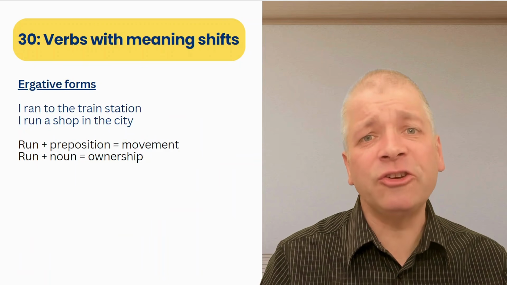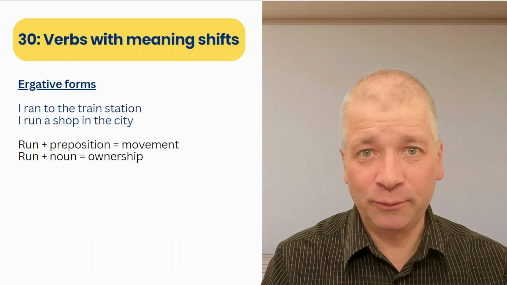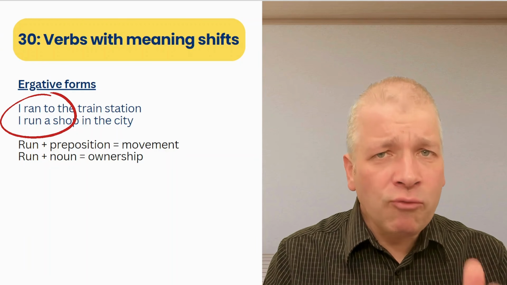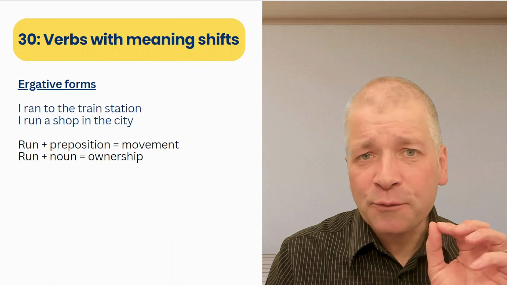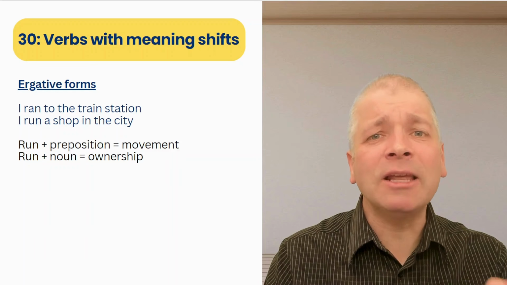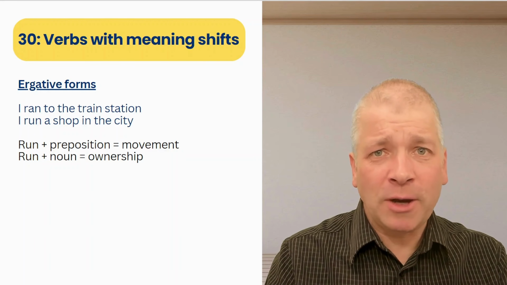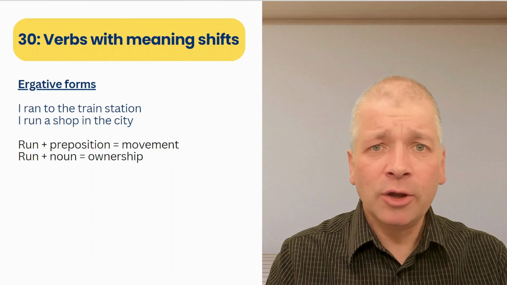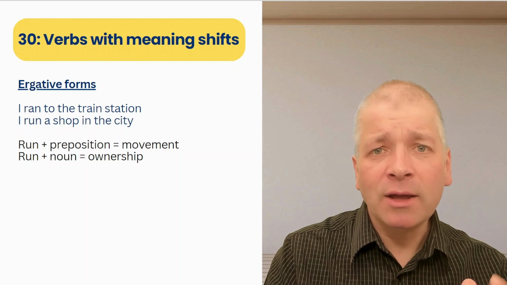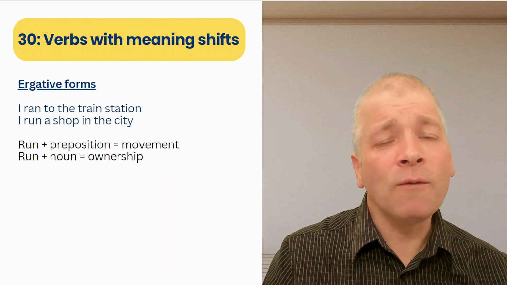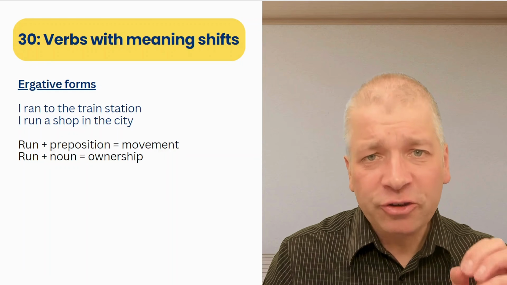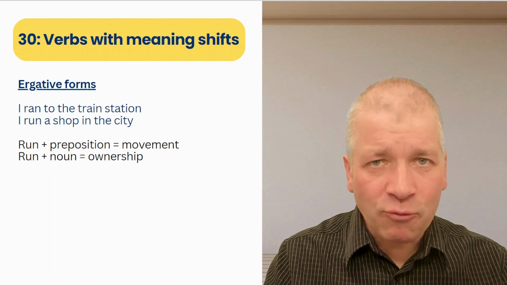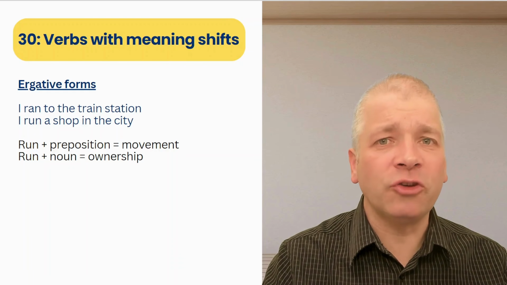Verbs can also have meaning shifts if they are what we call ergative. For example, run. I ran to the train station. I run a shop in the city. Here, the verb run has a different meaning depending on what comes after. Run followed by the preposition means movement. So when you say I ran to the train station, to is a preposition. I ran and there was a movement in the direction of the train station. But I run a shop. Here, run is followed by a noun. And this means ownership. I run the shop means I own the shop.